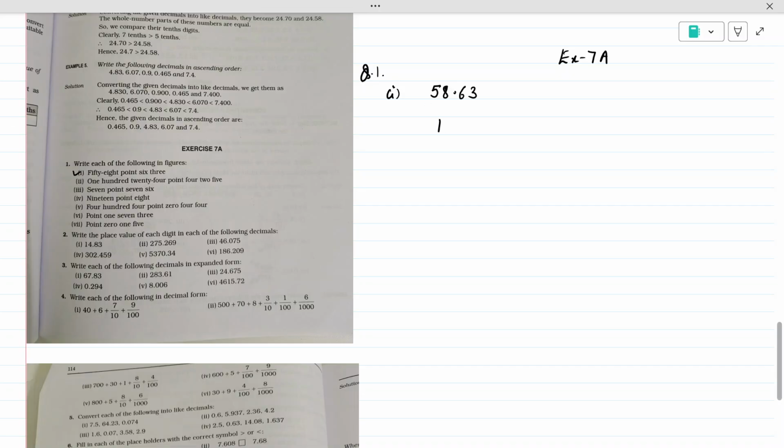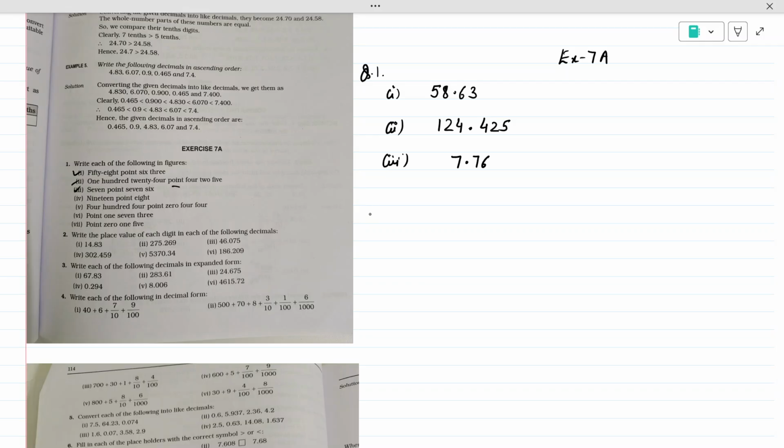Next one we have 124 point 425, that is 124.425. This is the second one. Similarly, we have the third one, 7.76. This is 7.76. So likewise kids, you can pick the other questions and write down these numbers.